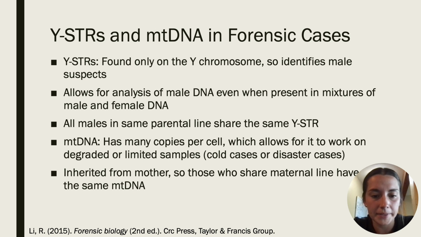of male DNA. Mitochondrial DNA has many copies per cell, like hundreds of thousands of copies per cell, which allows for it to work on degraded samples that have sat for a long time or samples where not much of the sample was able to be collected and it was more limited. So this is best for cold cases where the samples have sat for a long time, or disaster cases where most of it has been destroyed and not much of it was able to be collected.